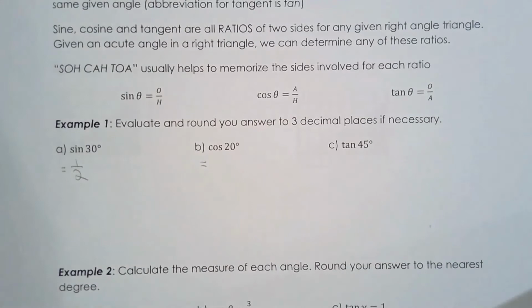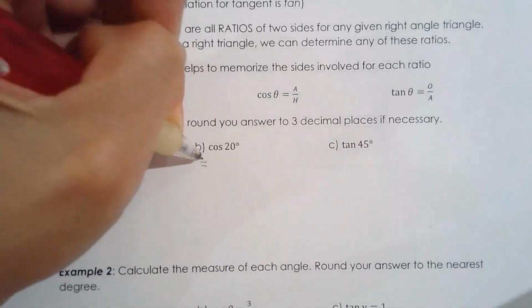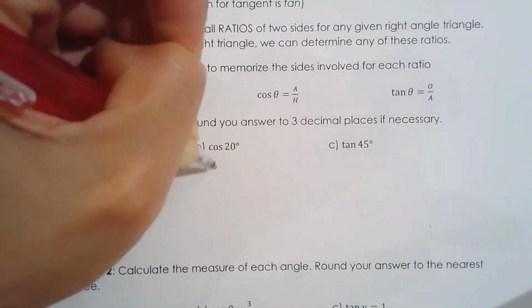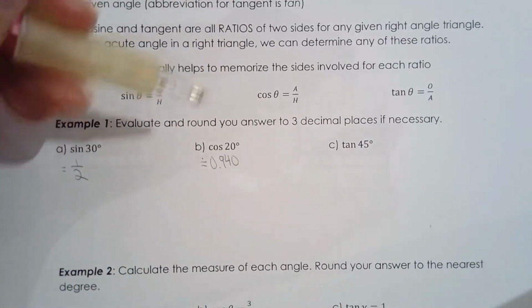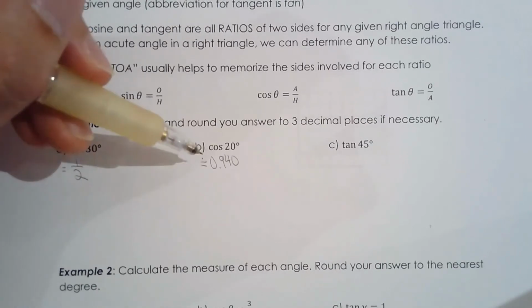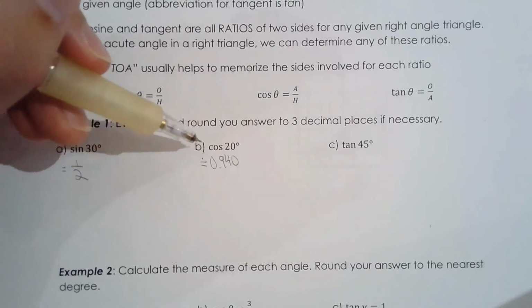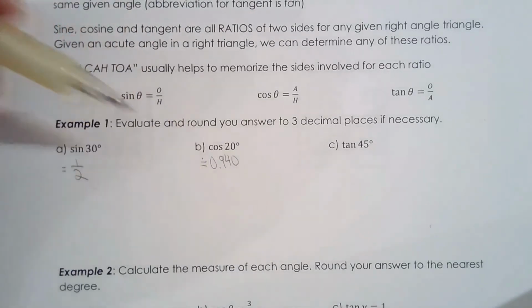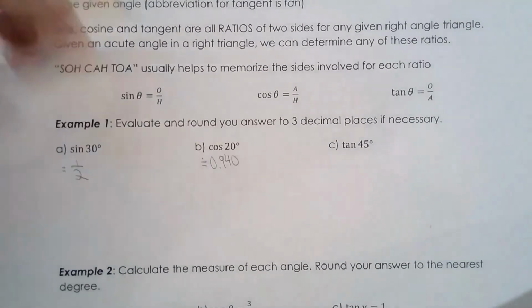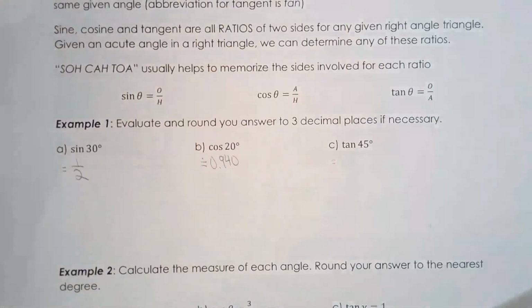Well, what about cos 20? Well, this one I need my calculator. Cos 20, 0.94 actually, 0.940. Okay, so once again, I don't know any lengths of this triangle. All I know is the ratio of the adjacent side to the hypotenuse. Though the lengths of those two sides are actually very, very close because it's a ratio of 0.94. Okay, what about tan 45? Now, before I spoil tan 45, I'm going to draw a right triangle.